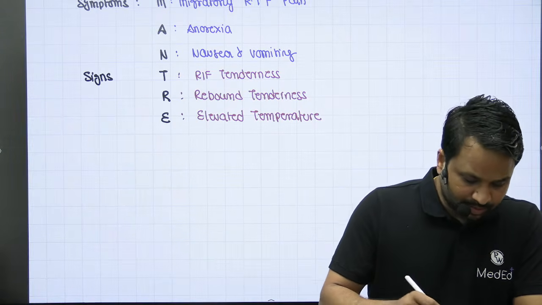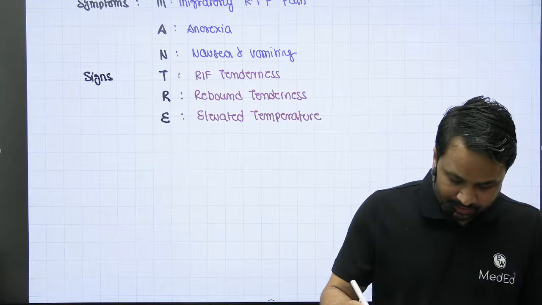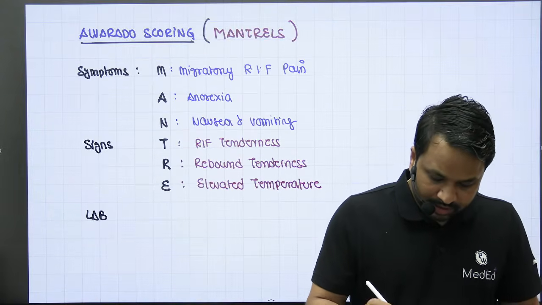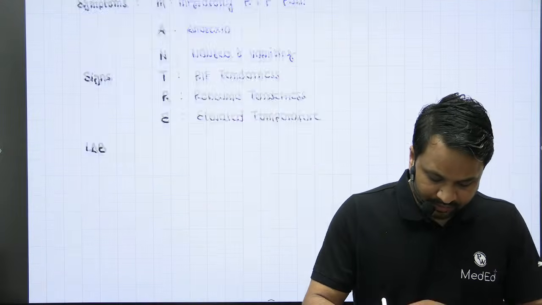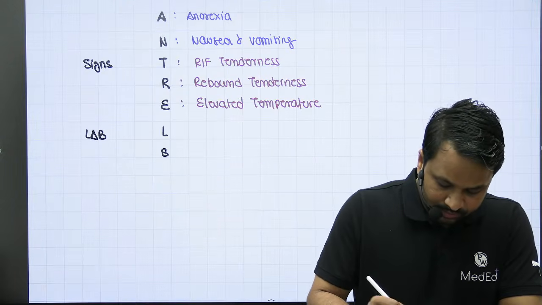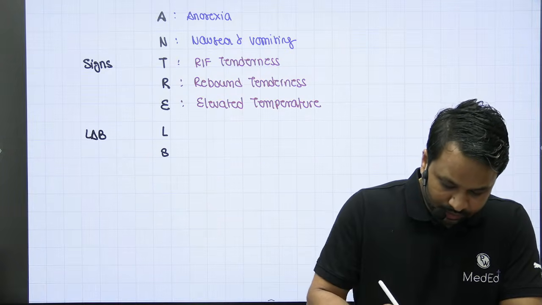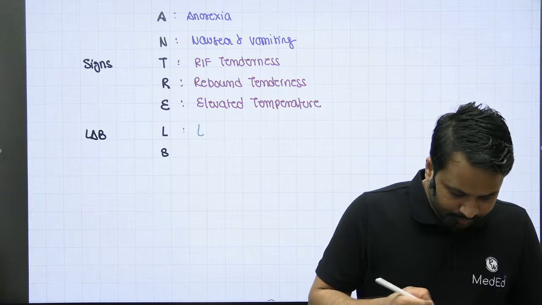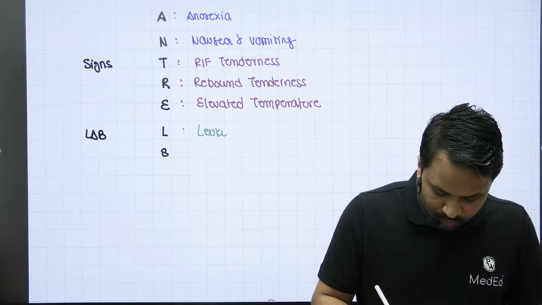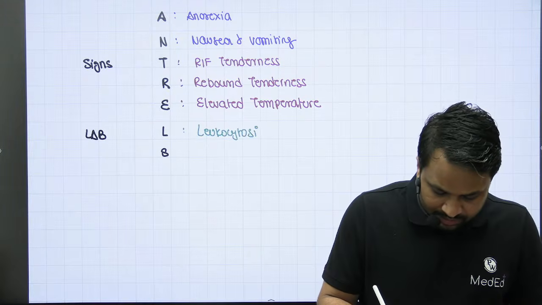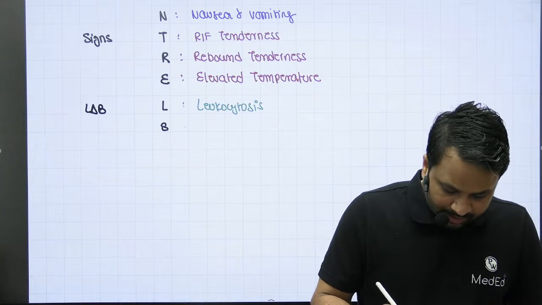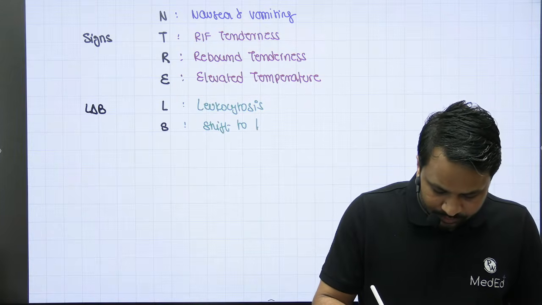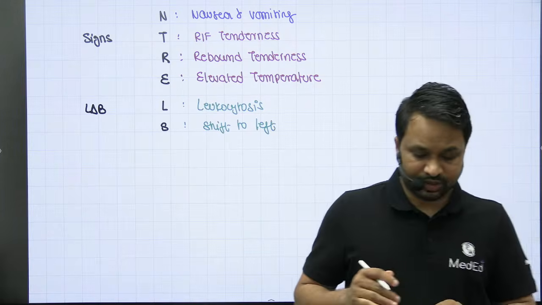So done with the symptoms, done with the signs, and then you have the lab values. So MAN is then TRE, so MANTRELS is then LS. Now L stands for leukocytosis, that is an elevated WBC count, and S stands for shift to left.